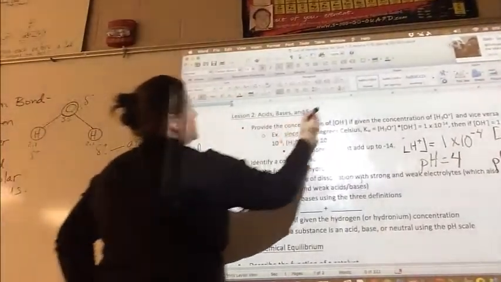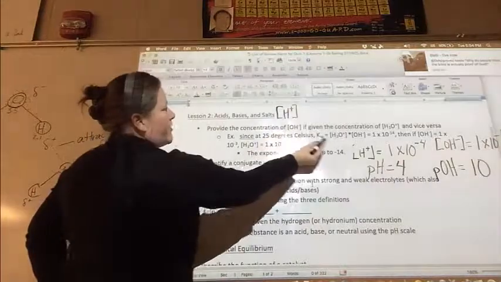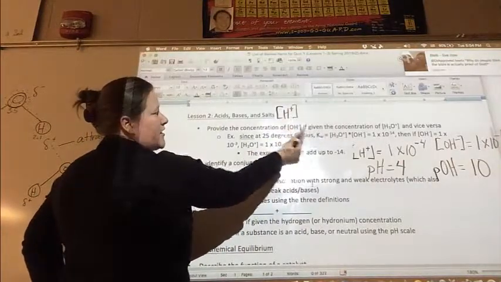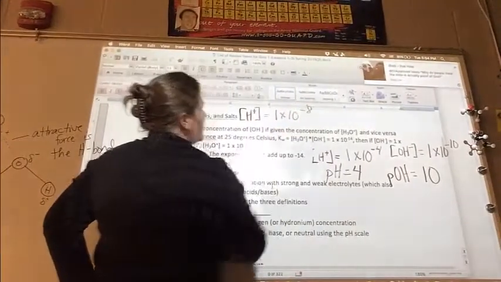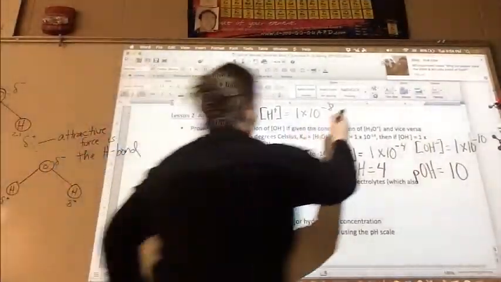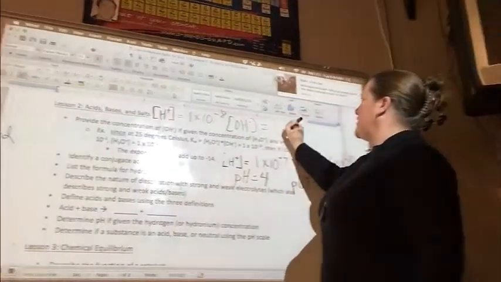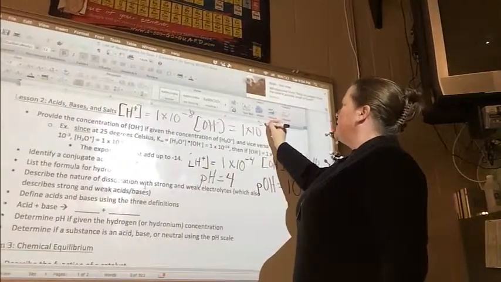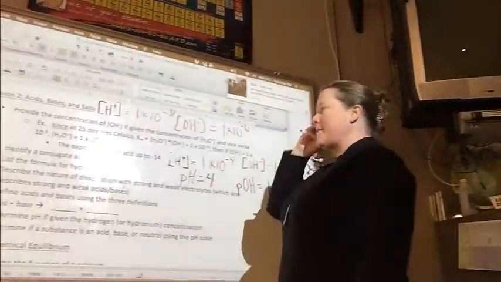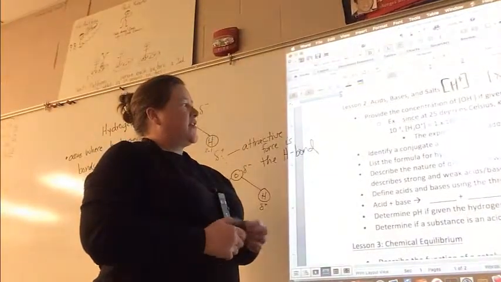So let's just do another example. Let's say that hydrogen ion, or hydronium, because these two are used simultaneously, is 1 times 10 to the negative 8, then the hydroxide concentration would be 1 times 10 to the negative 6. Okay. So I know that there's one question on the quiz where it asks you to do a question like that.